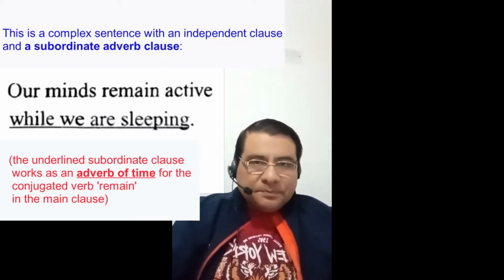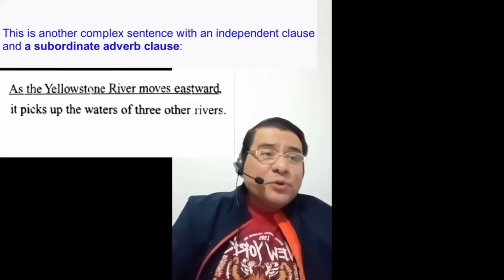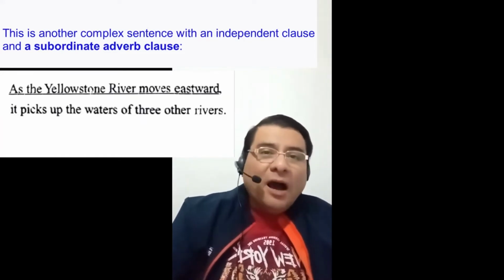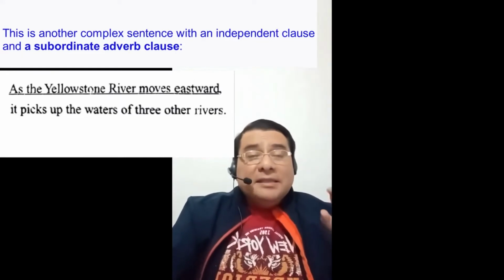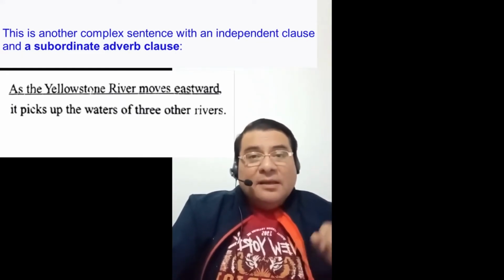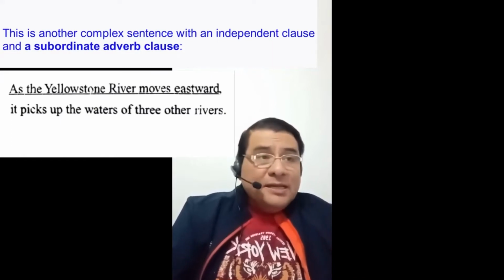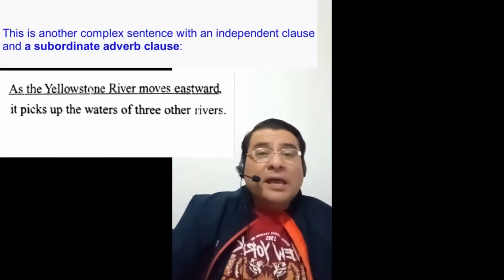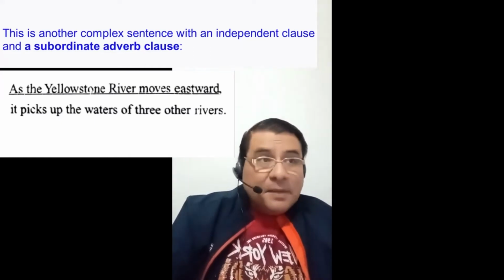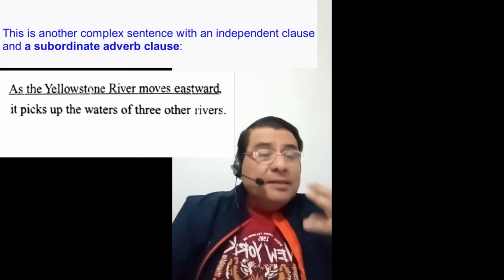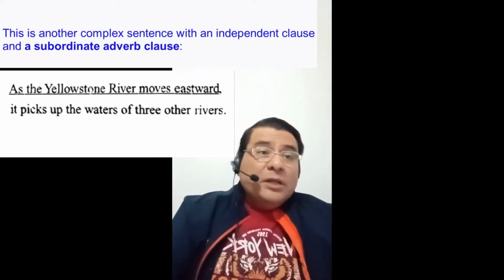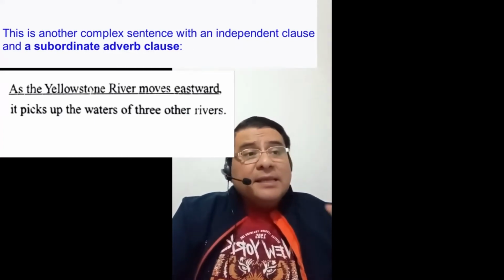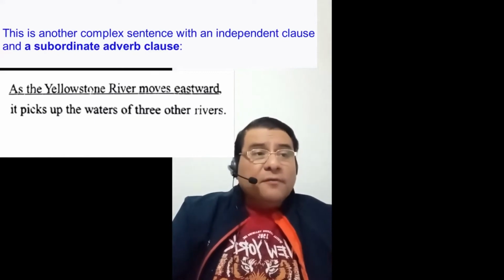Let's see a second example. As the Yellowstone River moves eastward, it picks up the waters of three other rivers. Now we can identify two clauses here. The non-underlined portion is our independent clause, but the underlined portion is our subordinate clause, and it starts with the word as, which is similar in meaning to while in this context. So again, we know clearly that it refers to the Yellowstone River in the second clause, and it says about it that it picks up the waters of three other rivers.